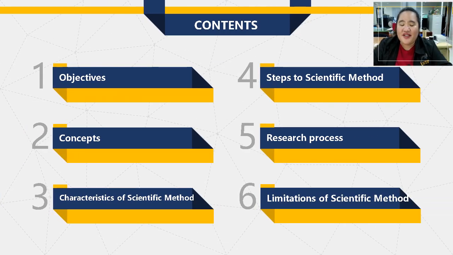The content of this topic includes objectives, concepts, characteristics of the scientific method, the steps to the scientific method, our research process, and the limitations of the scientific method. So let's do this.